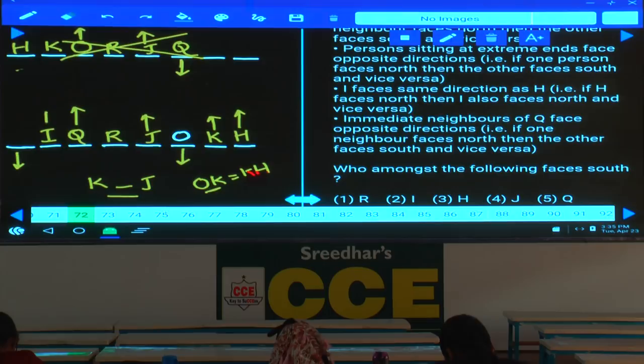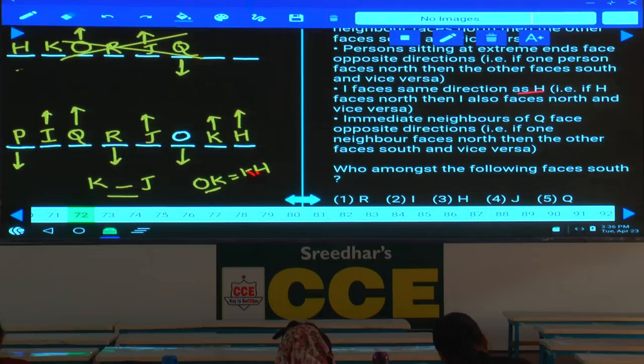If I is here, tell me who is the person left over? P. And P must be at this place. Then next one. Immediate I faces the same direction as H, and immediate neighbors of Q face opposite direction. Who are those two persons? I and R. Opposite I is north, R will be towards south. Isn't it? I is towards north. Immediate neighbors of Q face opposite directions, means I and R are opposite. I is north, hence R must be south.